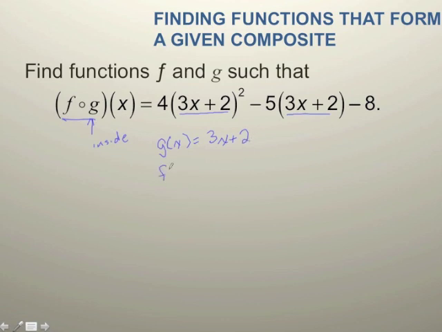Now, my f of x then will just be, wherever there's a 3x plus 2, let's just put a plain x. So that would be 4x squared minus 5x minus 8.